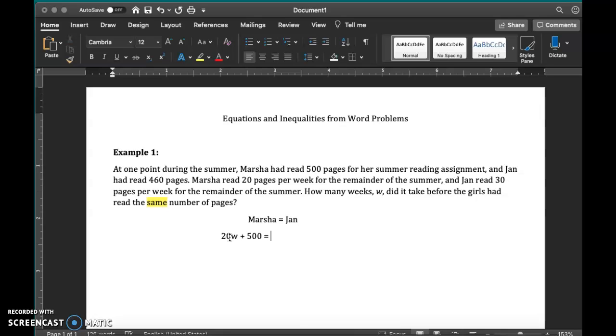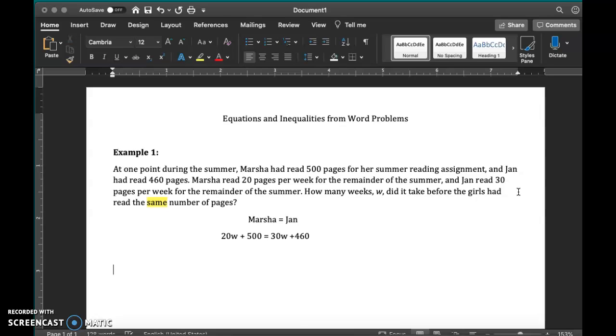Well, what do we know about Jan? Well, we know that she's not going to read 20 pages per week. She's going to read 30. That's probably because she hadn't read as many as Marcia to begin with, right? So Jan is going to be 30W, and then plus her 460 that she had done at the start. And so that's the equation that would match or represent this problem.